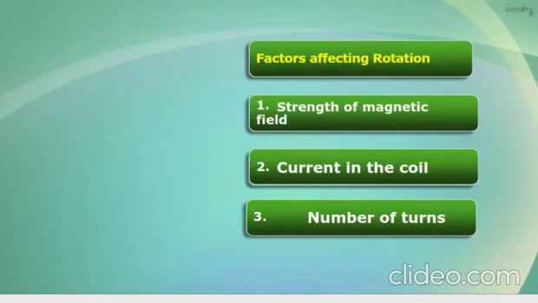Next is what affects this rotation. Basically, why does it rotate? We attach a small fan or something to the front part of it, so it rotates. What is this rotation affected by? First is the strength of the magnetic field. The stronger it is, the more rotation is possible. Next is the current in the coil, how many amperes of current are passing through the coil. And the number of turns, how many turns are made, also affects the rotation of the DC motor.